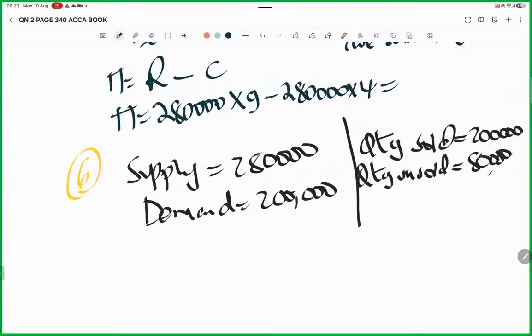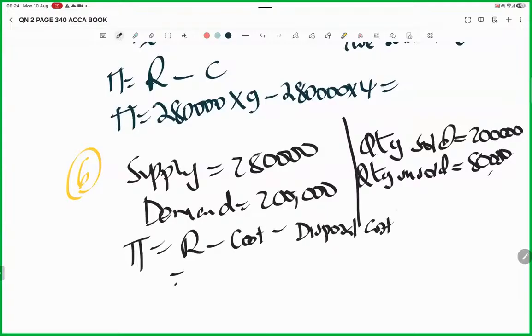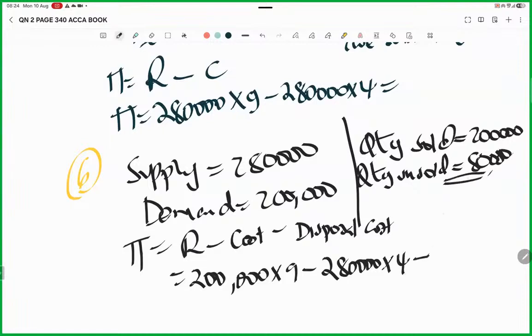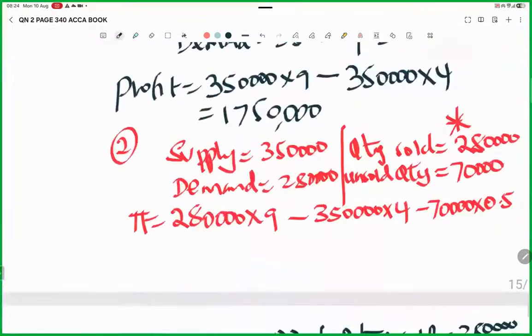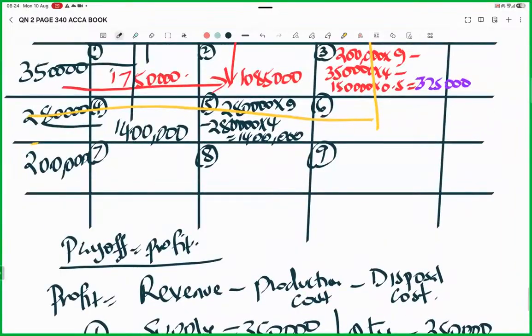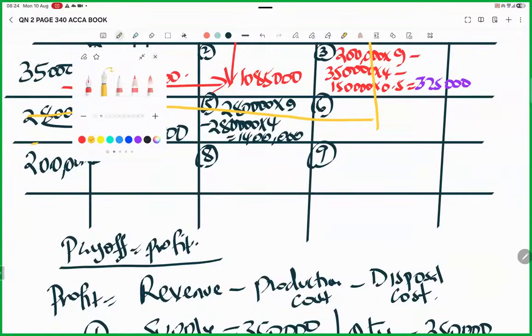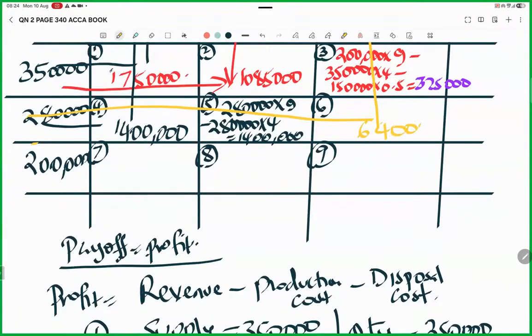Profit will be revenue minus our production cost minus disposal cost, because there is something unsold. So revenue will be 200,000 times 9 minus the production cost, 280,000 times 4, minus the unsold quantity, which has to be taken to Dandora for disposal at 0.5. So that one here, Collins tells me, will end up giving us 640,000.